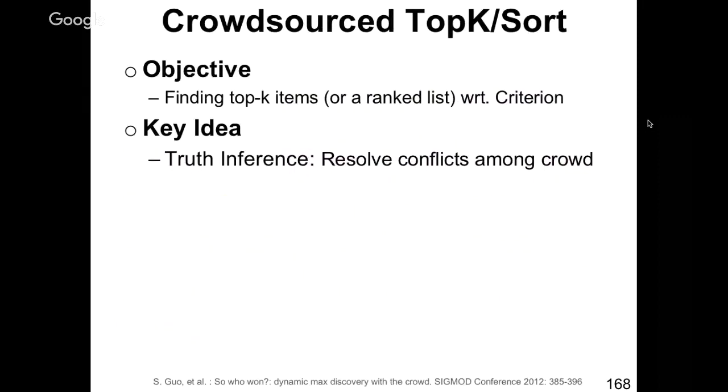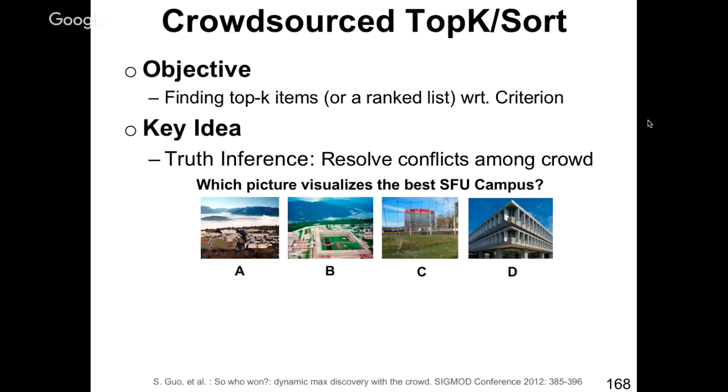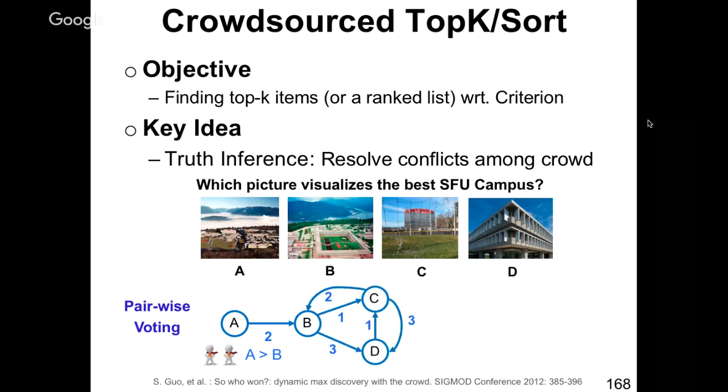For top-K, it could be very interesting, because the truth inference here is quite different from what Yudian has said. The idea is trying to resolve the conflicts among the crowd. Suppose we have Jianan's example consisting of four photos, and we can use pairwise voting and ask for votes from the crowd. That means I ask 2 votes from the crowd, and that indicates A is better than B. Similarly, I can ask for votes on each pair in this data set.